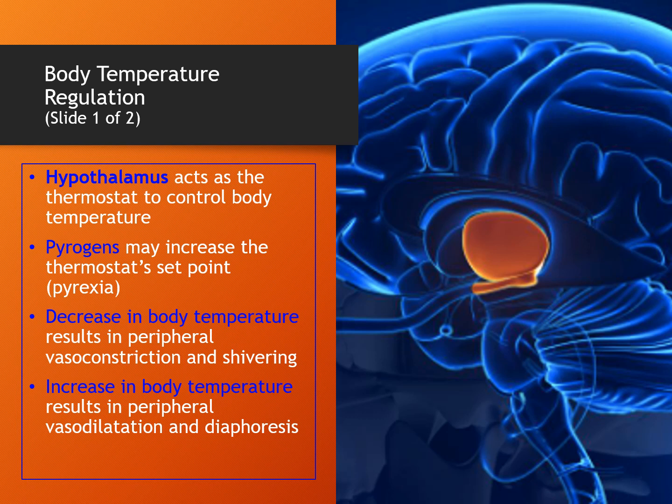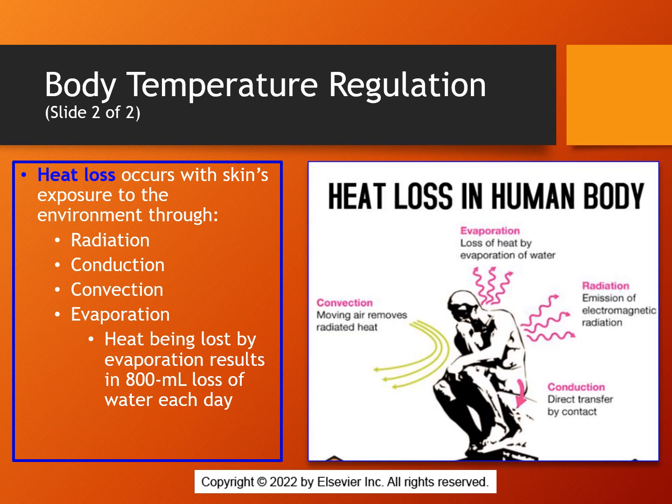And then diaphoresis. What's diaphoresis? Diaphoresis, that's sweating. That's a medical terminology for sweating. So people become diaphoretic when they get hot. So heat loss. Different things can cause heat loss.